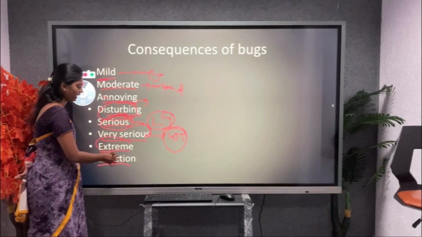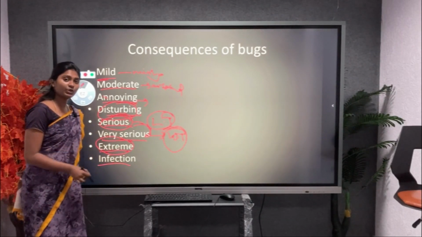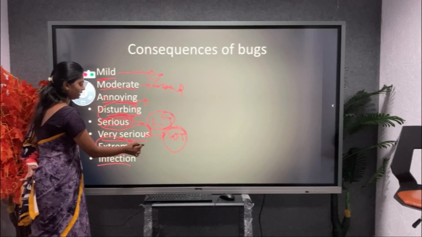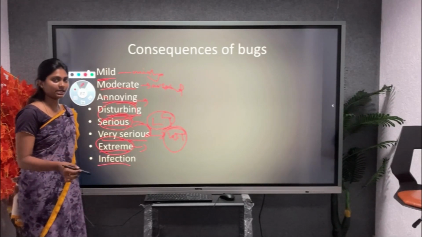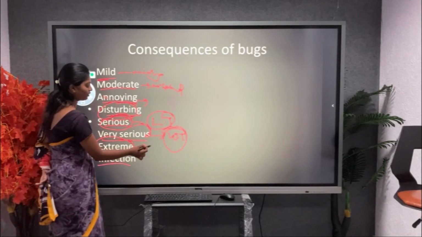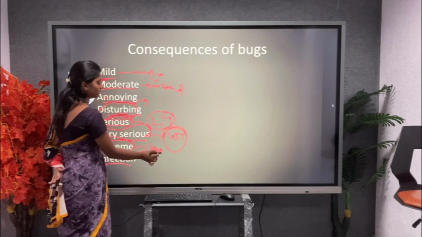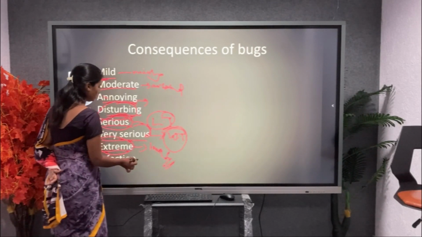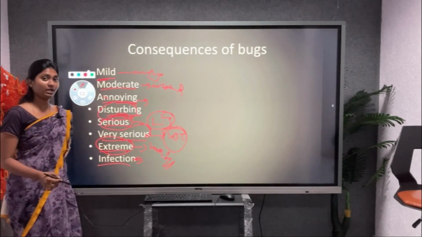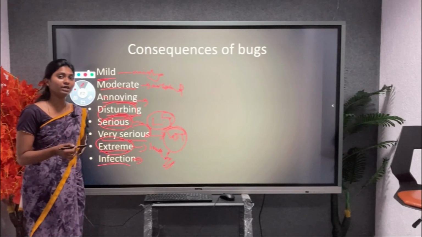Coming to extreme, in extreme we define the linked transactions of the system. Next one, infection, means total failure of the system.